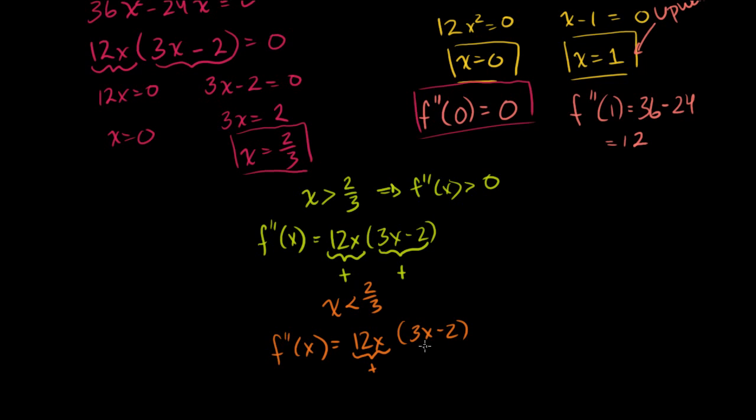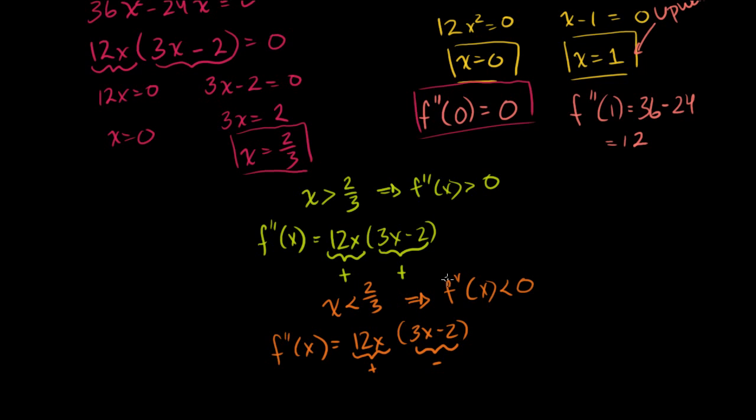But what's going on right here? At 2/3, we're exactly 0. But as you go anything less than 2/3, 3 times 1/3 is only 1, and 1 minus 2, you're going to get negative numbers. So when x is less than 2/3, this thing right here is going to be negative. So the second derivative, right when you go less than 2/3, is less than 0.